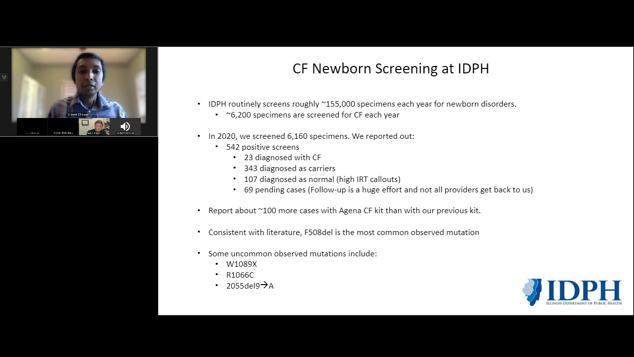You're able to catch more and more of these cases, and hopefully more of the positives as well. Consistent with what's published in the literature, the most common mutation we observed in our data set of every year since we've started this is the F508 deletion. Some of the common mutations that we've seen in our population include W1089X, R1066C, and the 2055 deletion 9 to A mutation.